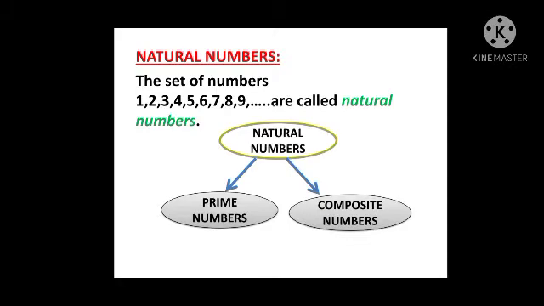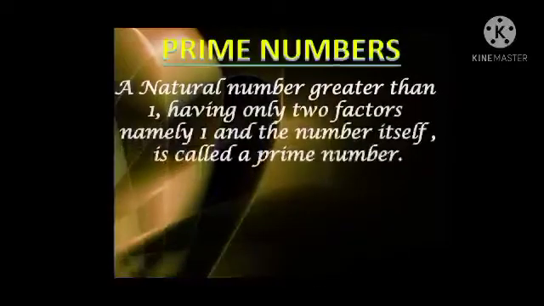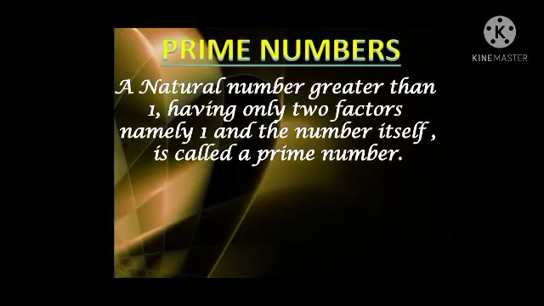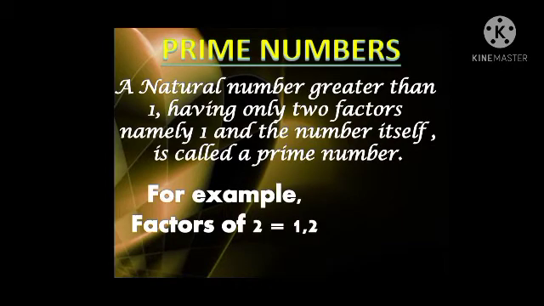Natural numbers can be classified into two types. One is prime numbers and the other one is composite numbers. Let's see one by one. Prime numbers. A natural number greater than 1 having only two factors, namely 1 and the number itself, is called a prime number. For example, the factors of 2 are 1 and 2. See, the factors of 2 are 1 and the number itself. So, the number 2 is called a prime number.